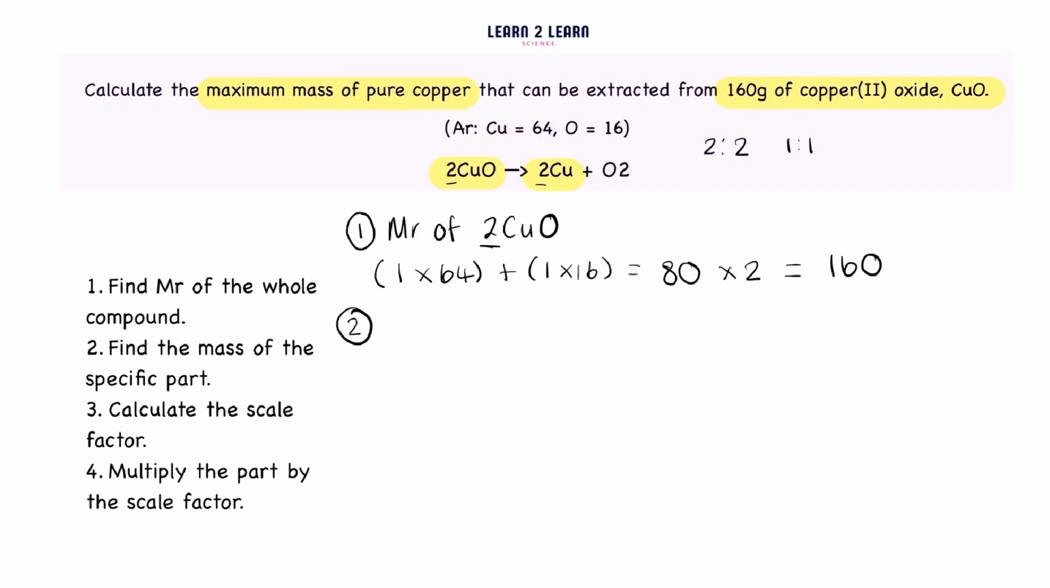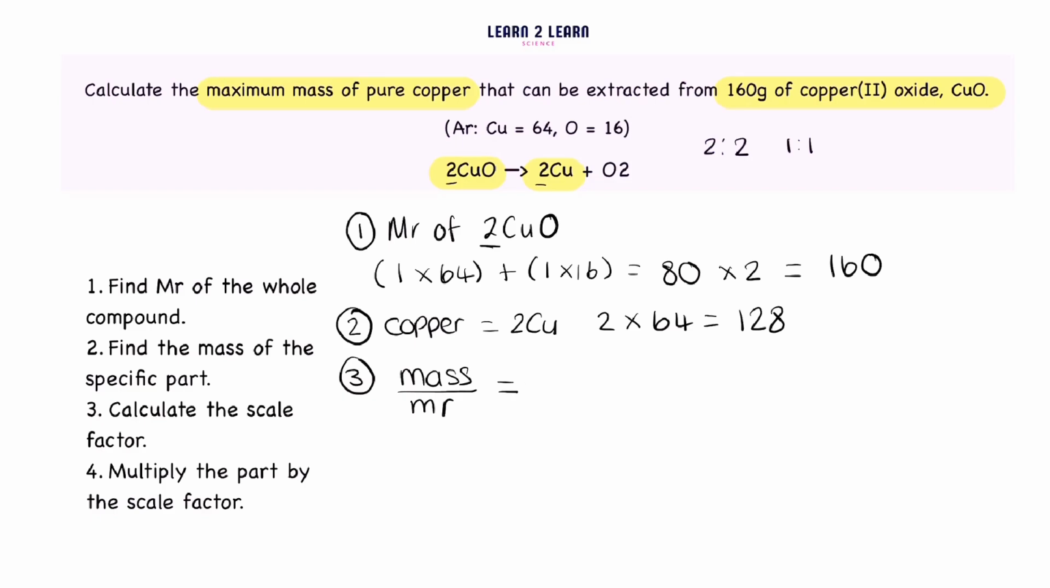Part 2 is find the mass of the specific part of the question. We are asked for the maximum mass of pure copper. So keeping with that 2:2 ratio, we have 2 Cu for our copper. So I am going to do 2 times copper's AR, which is 64, which will give us our total of 128.